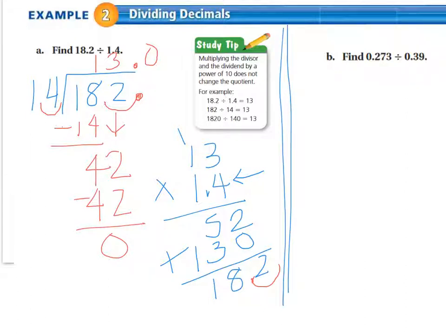Question B, find 0.273 divided by 0.39. That's 273 thousandths divided by 39 hundredths.